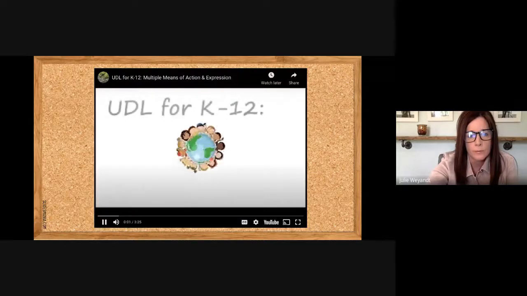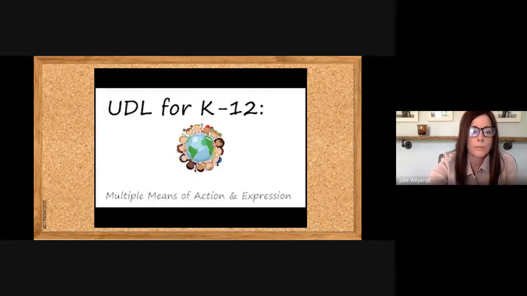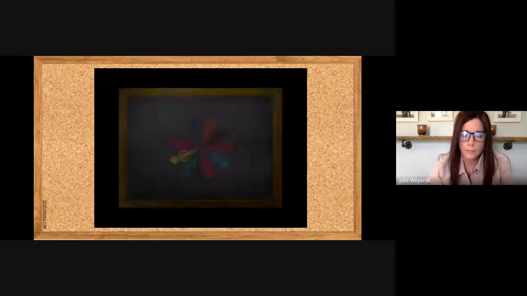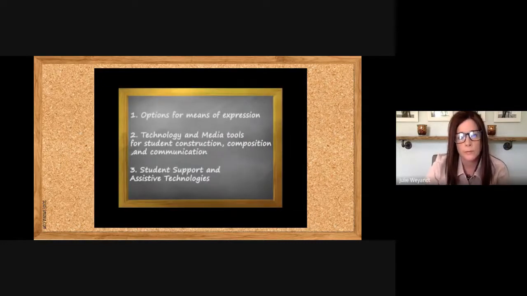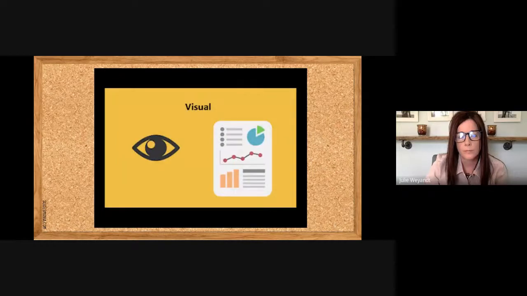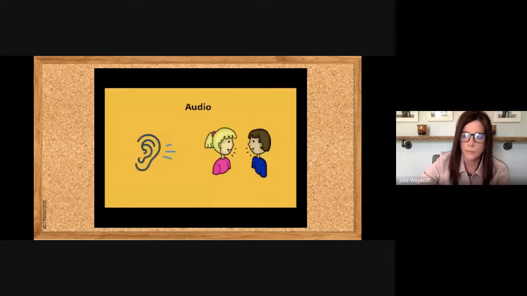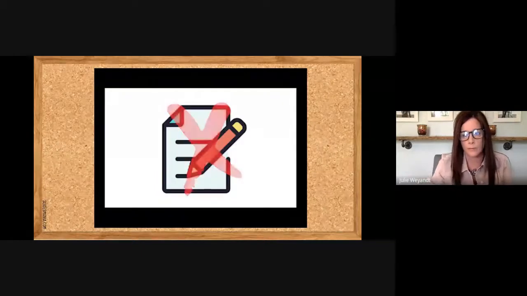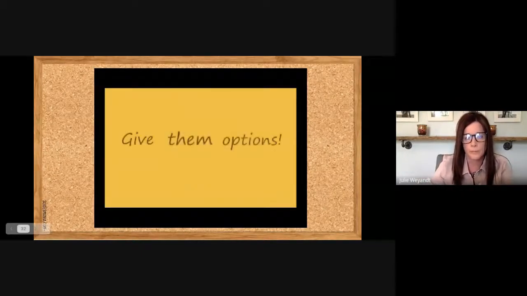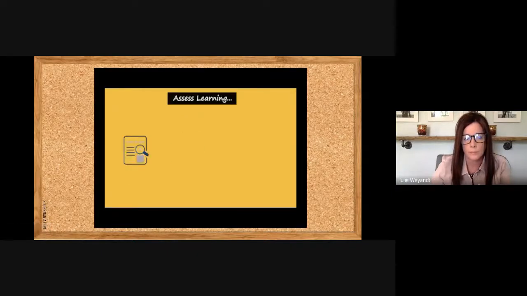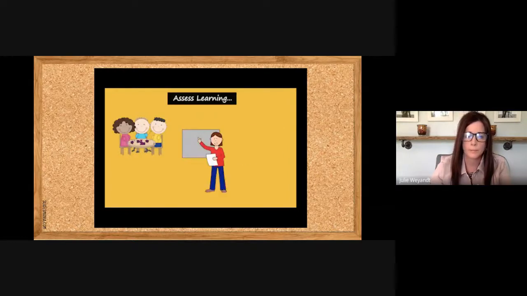The Universal Design for Learning principle for multiple means of action and expression is all about how learners demonstrate what they learn. In this short video, we will cover options for means of expression, technology and media tools for student construction, composition, and communication, and student support and assistive technologies. Students do not learn the same, so their knowledge should not be assessed in the same way either. Instead of having students take a test or write an essay, give them options. Assess their learning by having them complete case studies, role play exercises, experiments, group projects, oral presentations, or model building. Really, anything beyond the status quo.